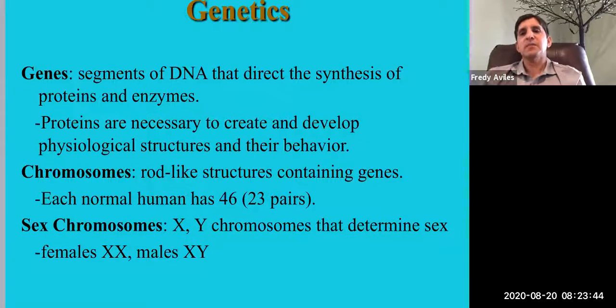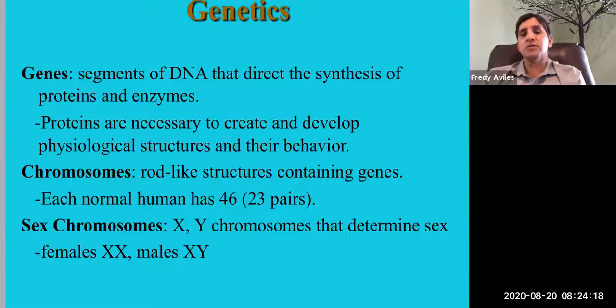And as I said before, proteins are necessary to create and develop those physiological structures, and then the behavior that results from that, okay? And then genes are contained in chromosomes. So chromosomes are even larger. Chromosomes are these structures that look like rods. They contain several genes, okay? And each human being has 23 pairs of chromosomes, or 46 individual chromosomes, okay? So DNA is contained in genes, and genes are contained in chromosomes.